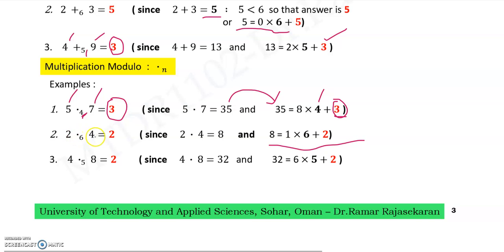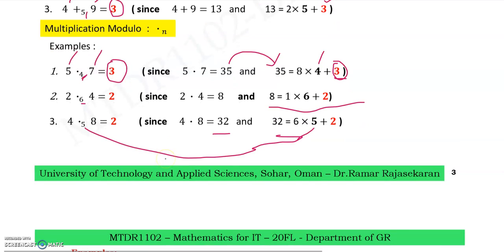So now here 2 multiplied by 4 is 8. Then you write 8 is equal to 1 multiplied by 6 plus 2, because here 6 is the modulo. And 4 multiplication modulo 5 8 is equal to 4 8s are 32. First you multiply, then apply this modulo, so that 32 is equal to 6 multiplied by 5 plus 2. Here the remainder is 2, so your answer is 2. That's it. This is multiplication modulo.